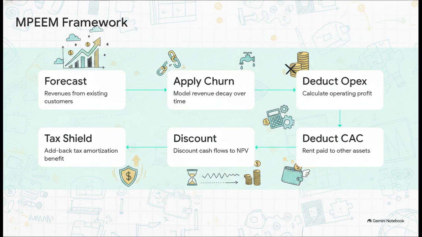Well, it breaks down into 6 sequential steps that take raw gross revenue and filter it down to a polished net present value. You forecast revenues, apply the customer churn rate, deduct operating expenses, deduct CAC, discount the cash flows, and finally do a tax shield add back. Let's dig into how these mechanics actually drive the final valuation.